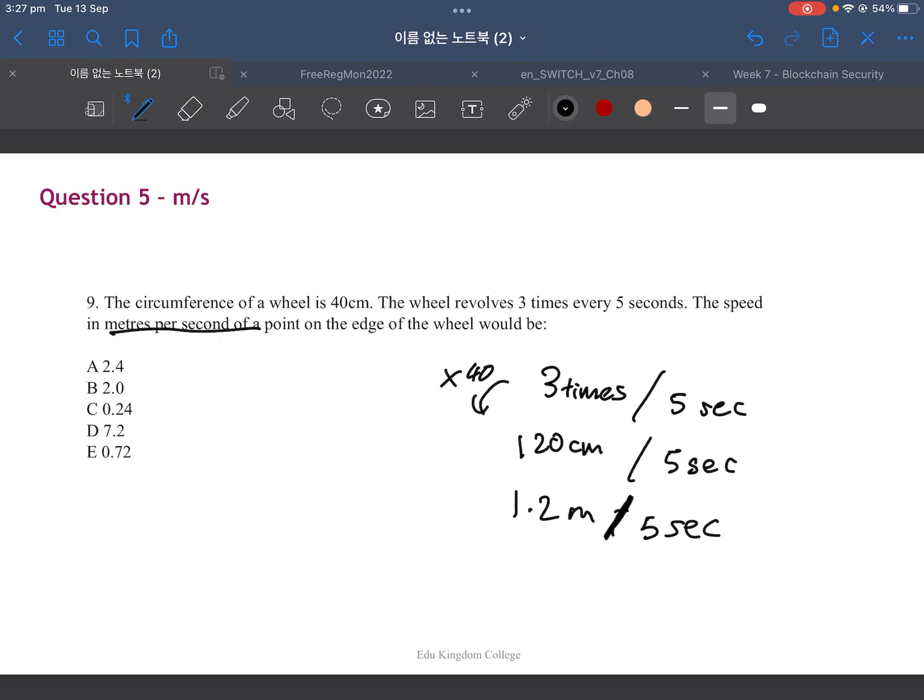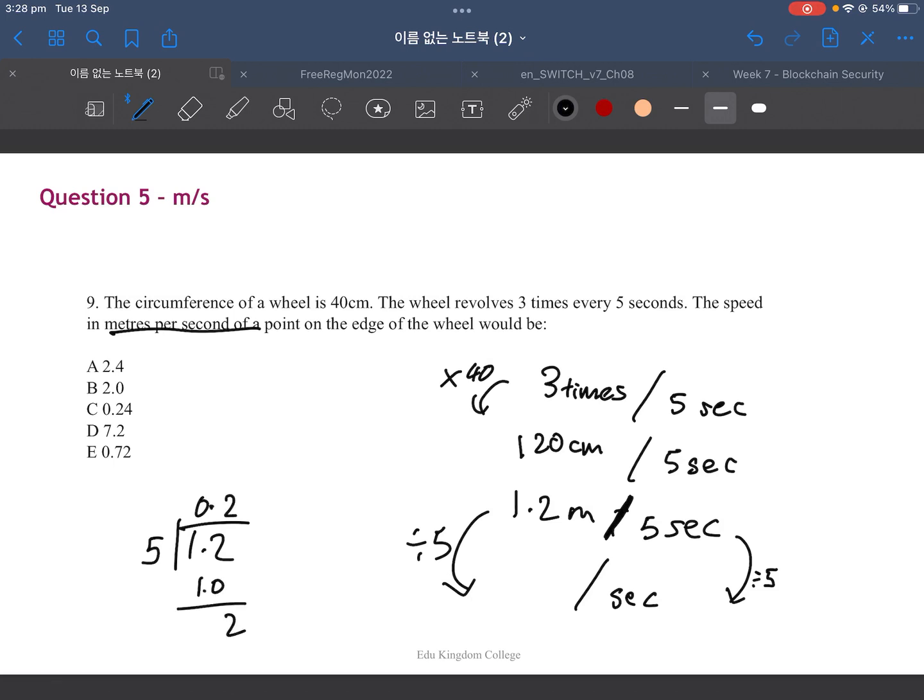And since the question asks meters per second, then I'm going to divide this by 5. Then I also must divide this section by 5. Okay? If it's 1.2 meters per 5 seconds, then in 1 second, which is 1/5 of that, must correspond to 1/5 of 1.2 meters, which is 1.2 divided by 5, which is 0.24. Okay, 0.24 meters per second, which is why the answer is C.